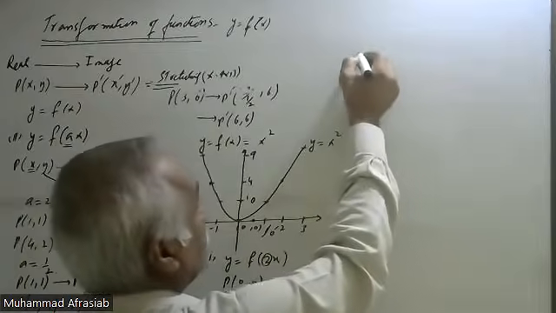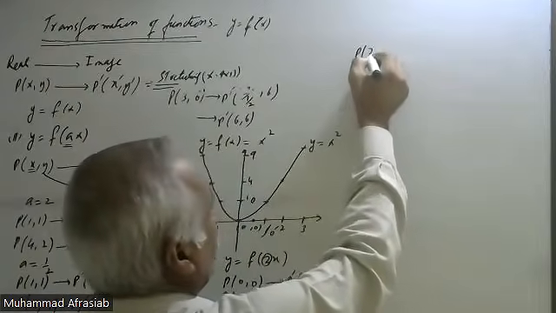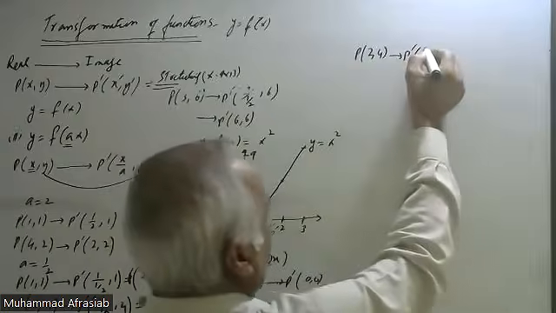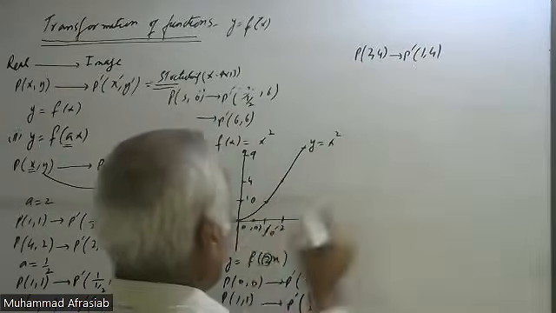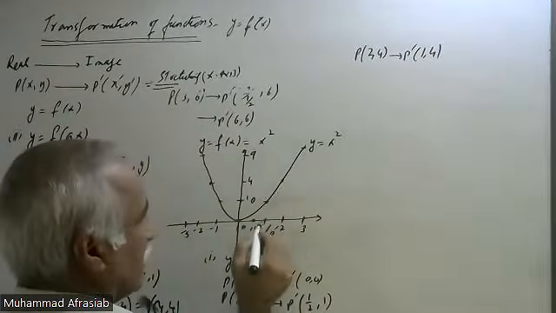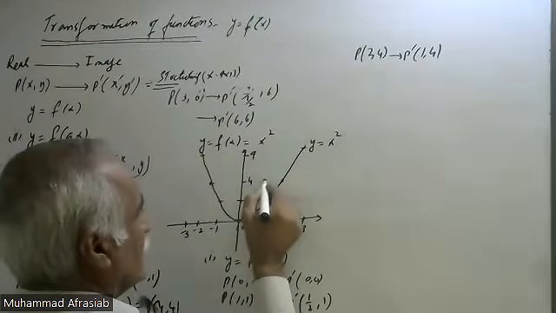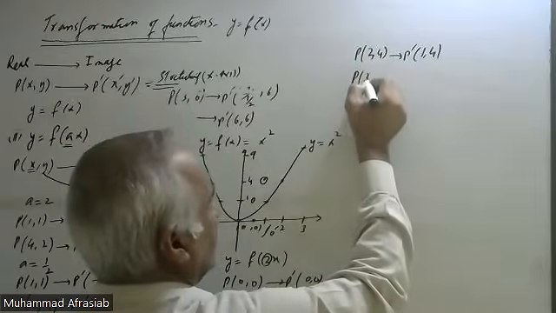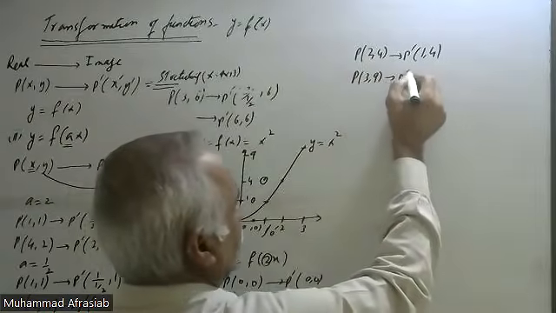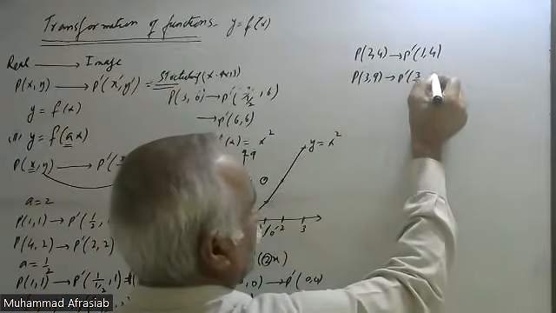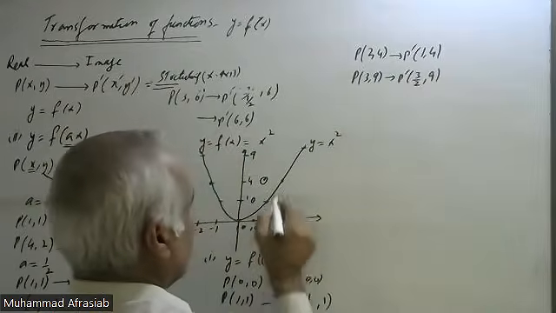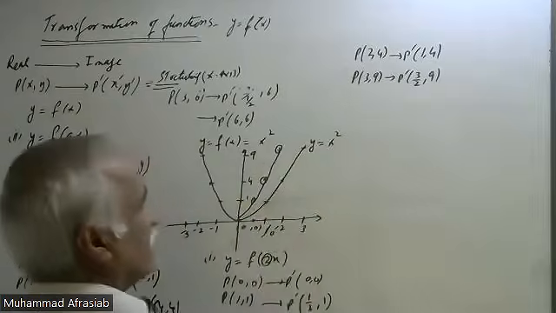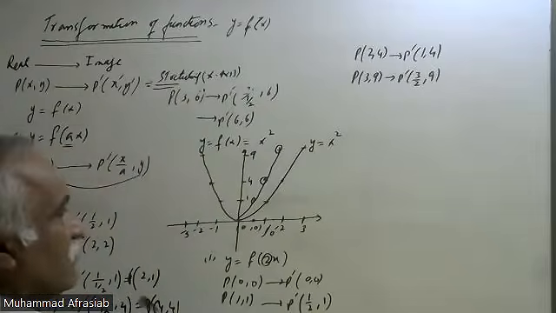For this point 2 and 4, the image of this point will become 2 over 2, which is 1, and 4. So for this x value of 1, it is going to be 4 there. Then for 3 and 9, this point will become 3 by 2 and 9. So this is the graph for the right side of the solution here.